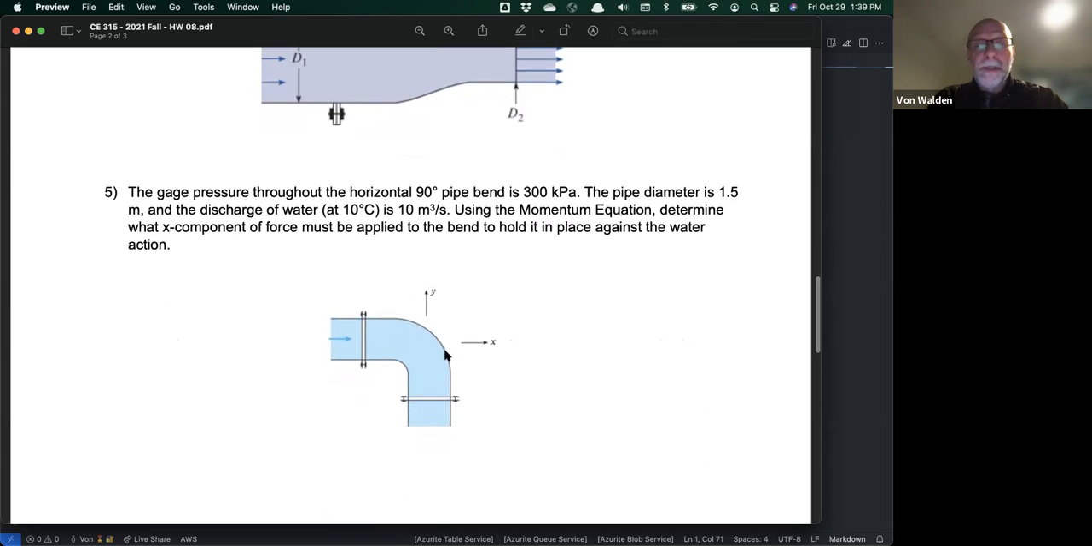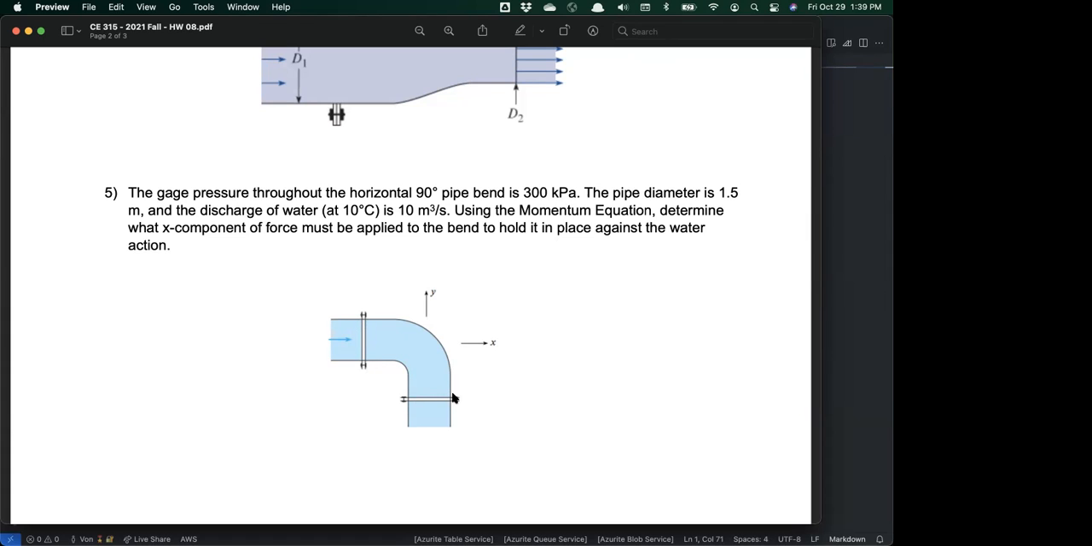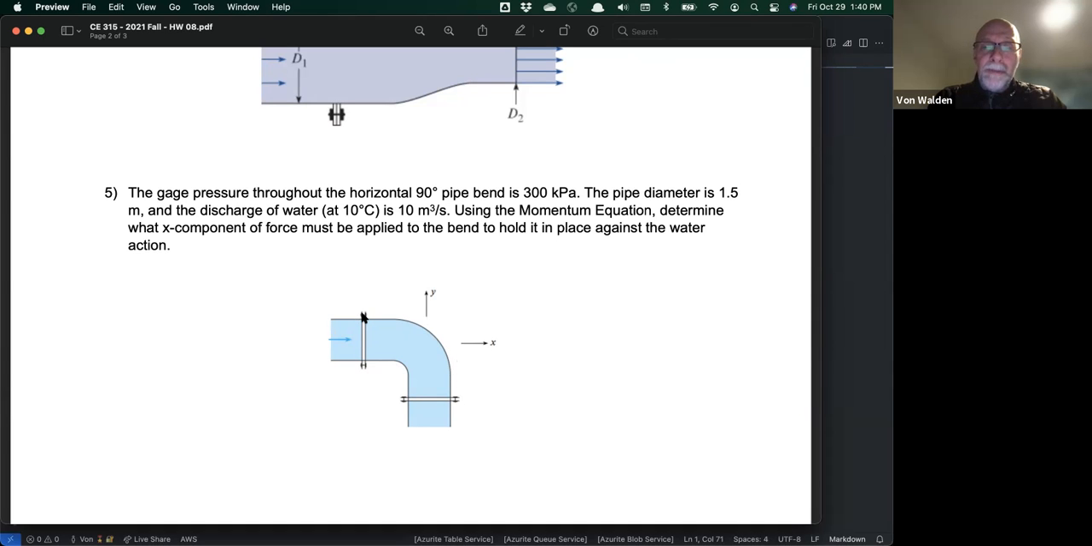This problem is a closed pipe. It isn't at atmospheric. The water or the fluid is coming in from left to right and going around and exiting here, but it's closed, and therefore the gauge pressure throughout this pipe is 300 kPa, kilopascals. So if you draw your control volume to include these brackets, and can you see my cursor? Yes. Great. So this is probably what you want to choose your control volume to be.